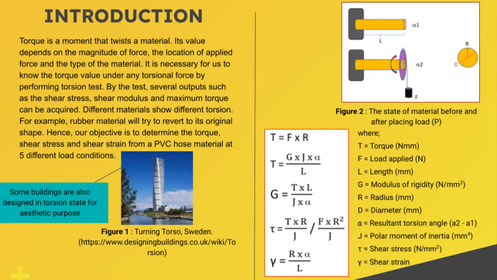Different materials show different torsion. For example, rubber material will try to revert to its original shape. Hence, our objective is to determine the torque, shear stress, and shear strain from a PVC hose material at 5 different load conditions.